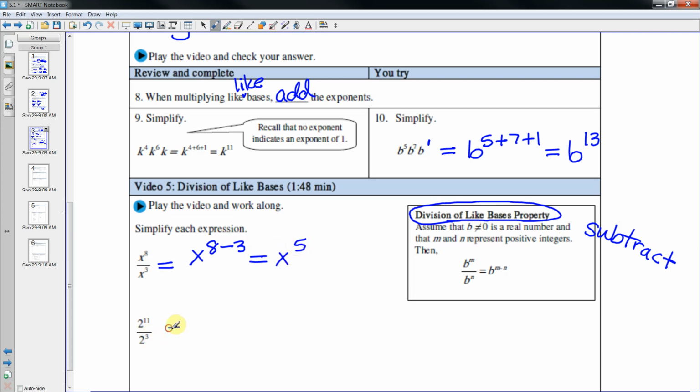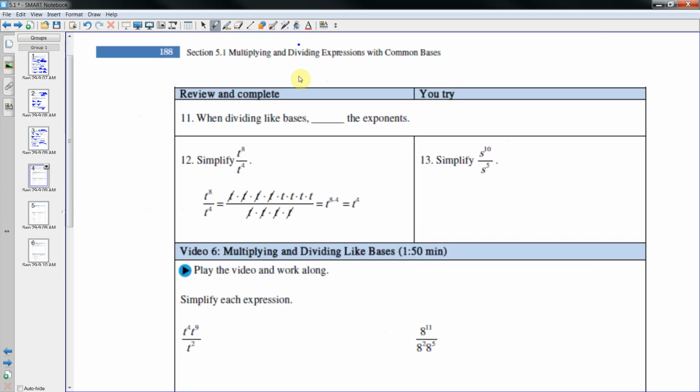2 to the 11th over 2 cubed gives me 2 to the 11th minus 3, which is 2 to the 8th. And if they ask for a final answer for that one, then that would equal 256. A lot of times with the numbers, you can go ahead and work them out. With the variables, you have to leave them like they are. So when dividing by like bases, subtract the exponents. So s to the 10 over s to the 5th. So that's s to the 10 minus 5, which would give me s to the 5.